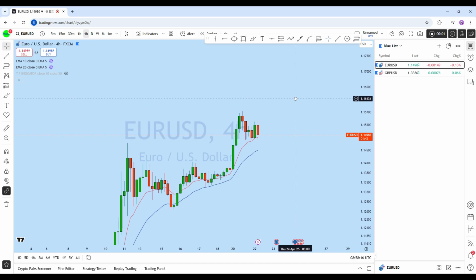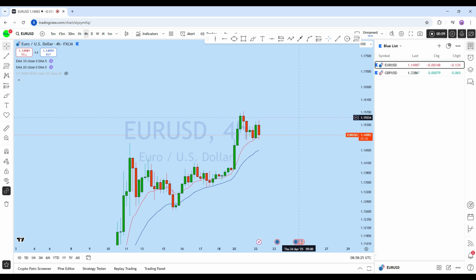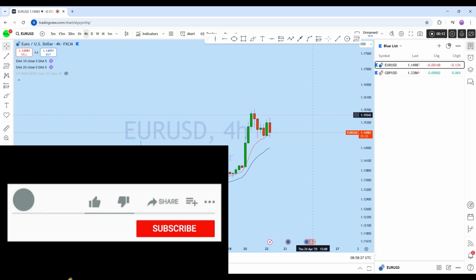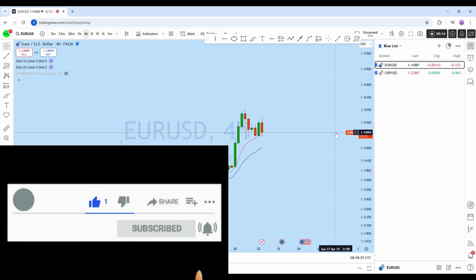Hello trader, looking at euro dollar and British pound US dollar to see potential trading opportunity in this instrument. As tomorrow coming up, very important day for euro and British pound US dollar. We will be looking for potential entry on the lower time frame.